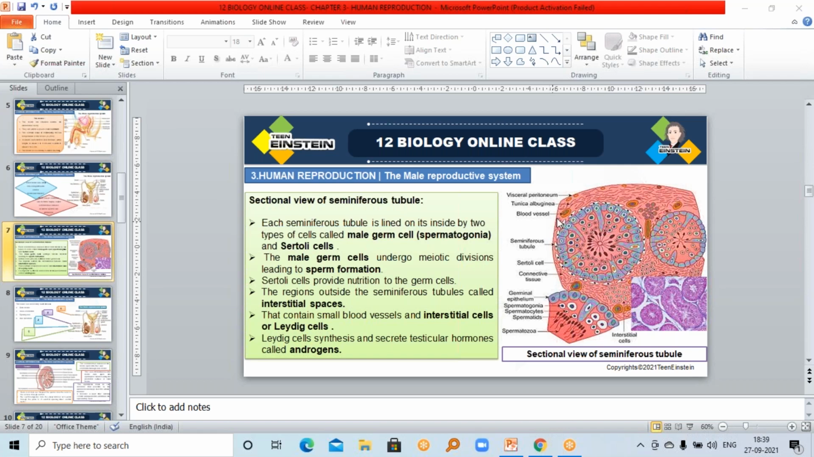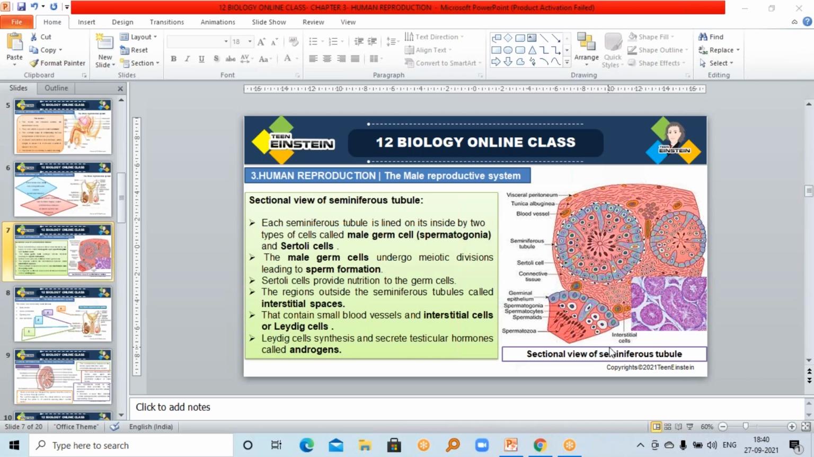You can see here this is the blood vessels surrounding that and the interstitial cells. See, you can see this is the blood vessel, these red and blue color spots which are present in between the seminiferous tubules, and here you can see some more cells, small dotted structures. Those are called interstitial cells. These interstitial cells are otherwise called Leydig cells.